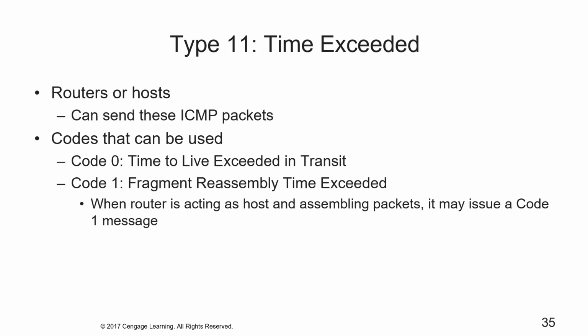So type 11, time exceeded. Routers or hosts can send these ICMP packets. There are two codes that can be used: code 0 is time to live exceeded in transit, and code 1 is fragment reassembly time exceeded. So when a router is acting as a host and assembling packets, it can issue a code 1 message.